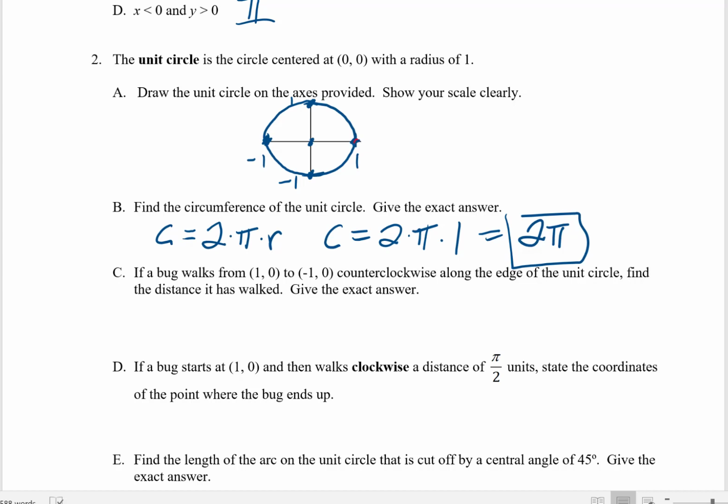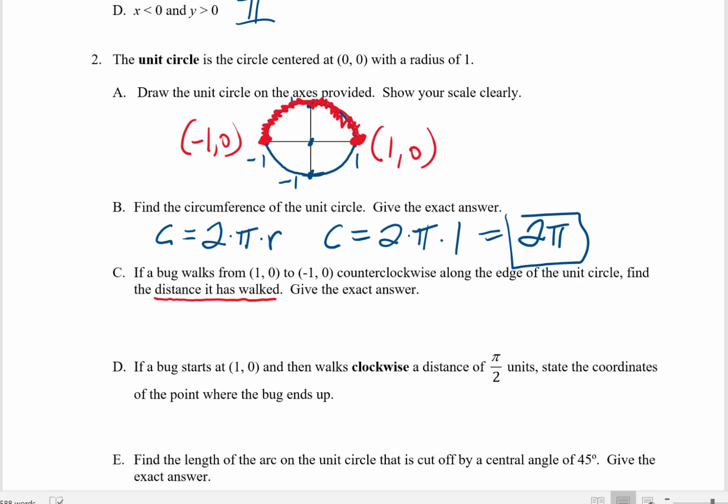The bug starts at this point, the point 1, 0, walks counterclockwise to the point -1, 0. So that would be all the way over to here. And we're trying to figure out what distance did the bug travel. Well, distance along the edge of a circle is connected to the circumference.